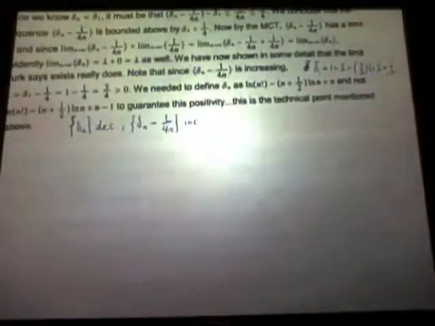Now here's the part I think I had trouble with. This is showing that the limit lambda is greater than 0. Okay. So delta n minus 1 over 4n is increasing. Lambda is greater than delta 1 minus 1/4. And delta 1 is 1. Yes, if you use the formula for delta 1, we get 1.